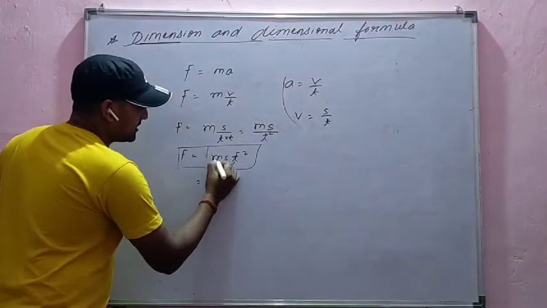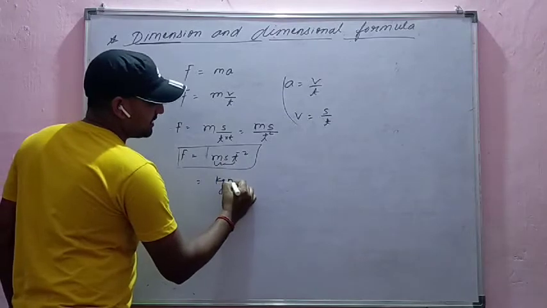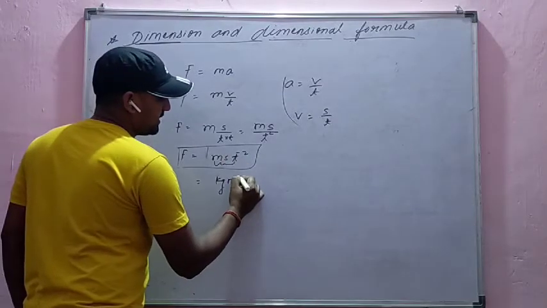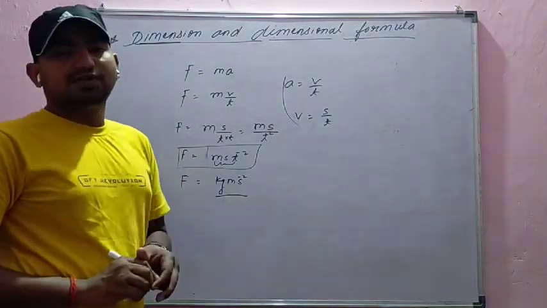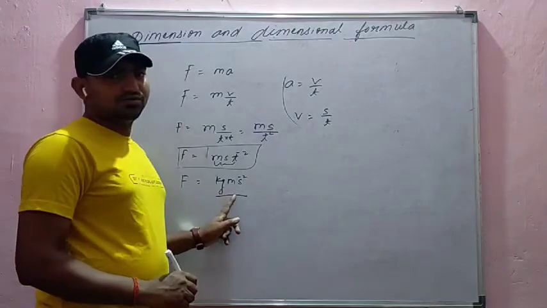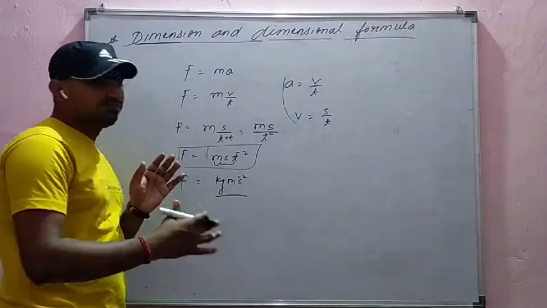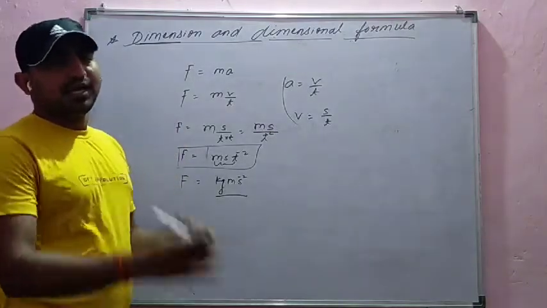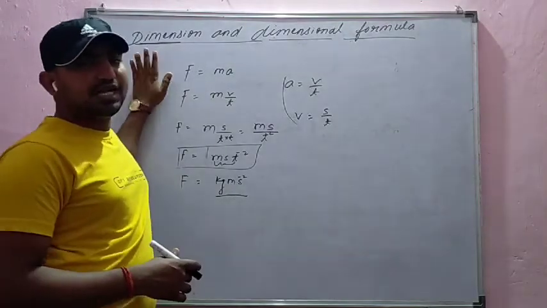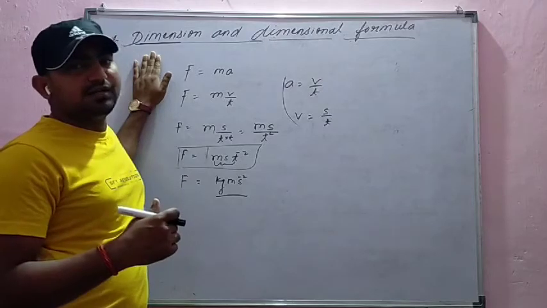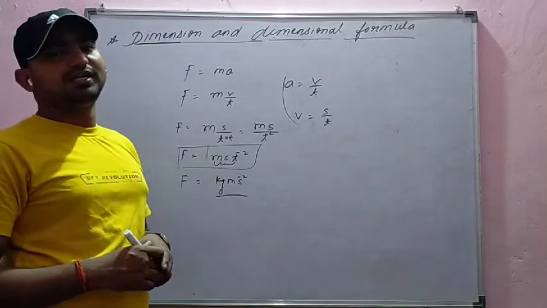You can write here the units of mass. What is unit of mass? Kg. The unit of s, meter. The unit of time, second, minus 2. Here we can see that the force has 3 fundamental units: kilogram, meter and second. We can say that all physical quantities have some fundamental units. So dimensions show the how many fundamental units are used to express the given physical quantities.